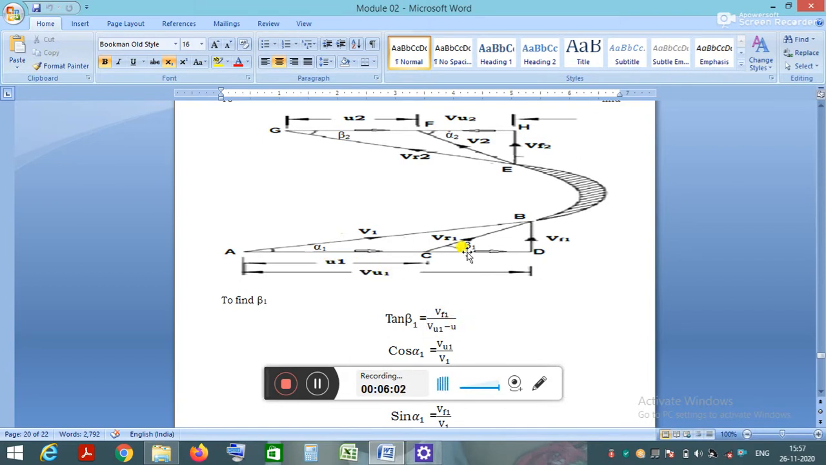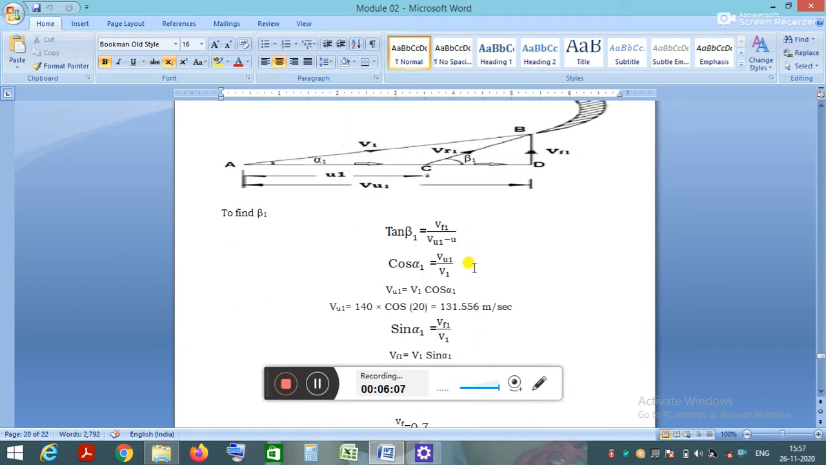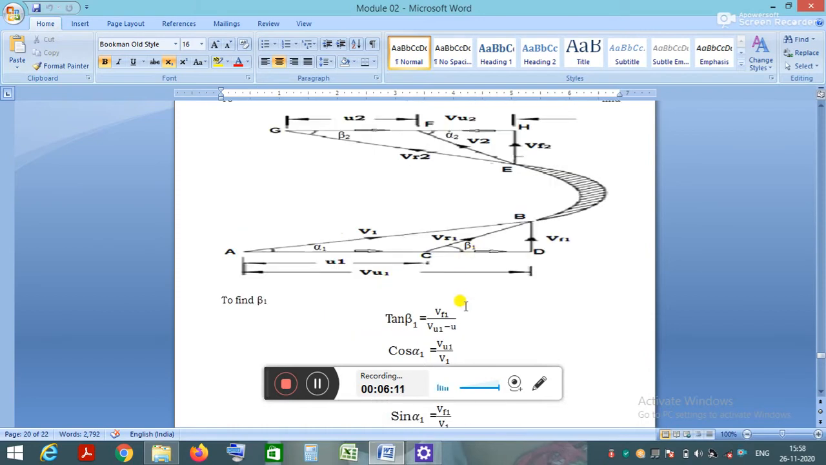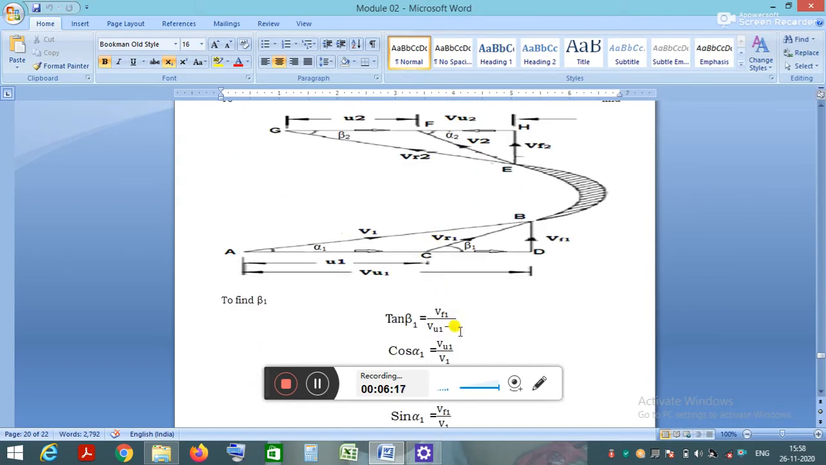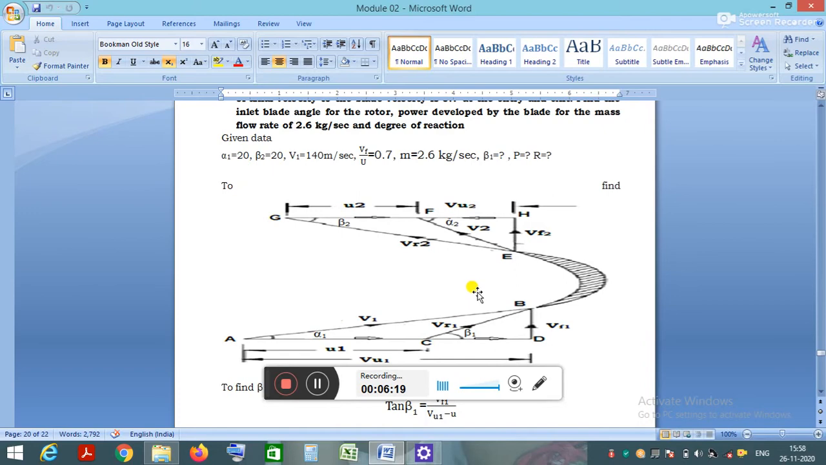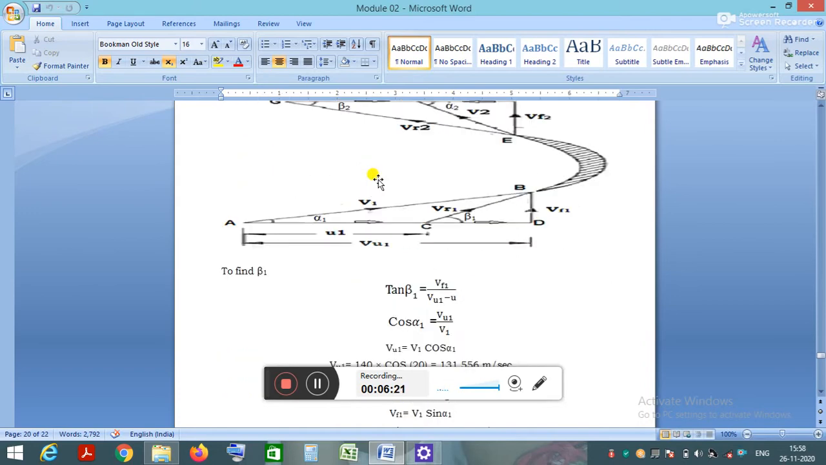And also we have the equation, but he has given only the relation between Vf and u as 0.7, but both these terms are unknown, and even Vu1 is not given. First we need to find these three terms, then we can find beta 1.